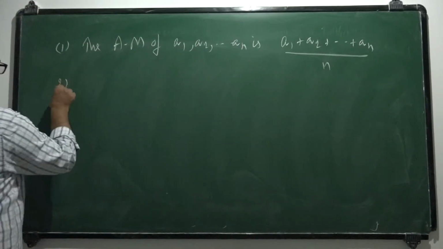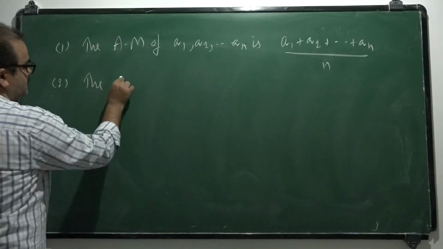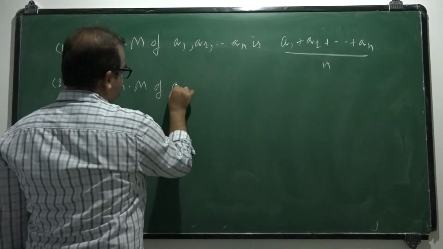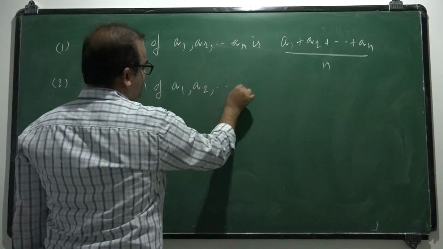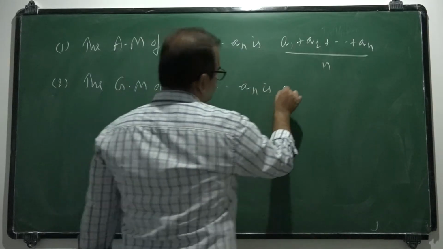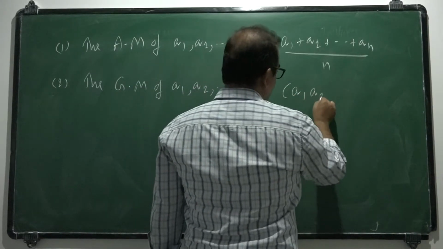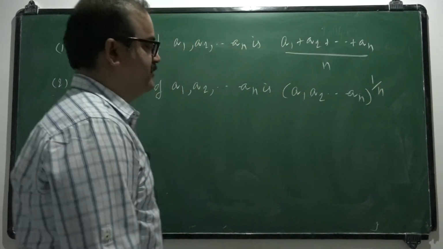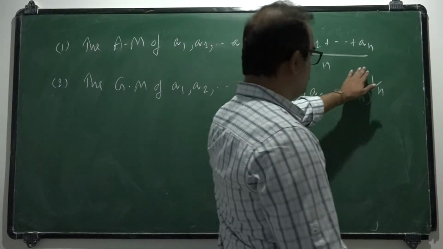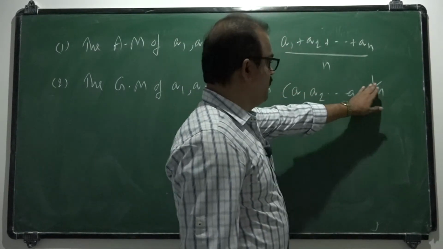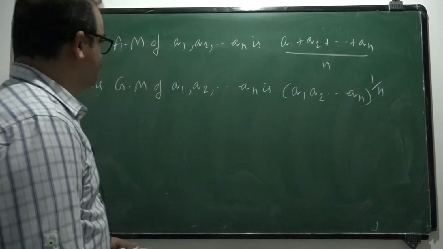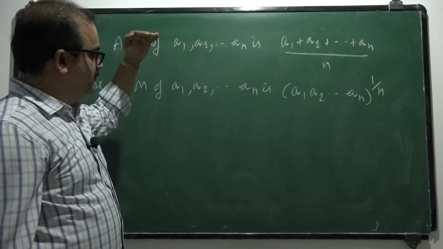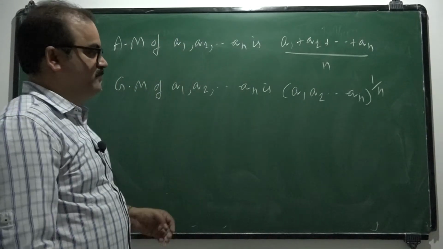Similarly, the geometric mean GM of n numbers a1, a2 and so on an is a1 into a2 into so on an whole to the power of 1 by n. Product of the numbers whole to the power of 1 by number of terms. In this way we can find arithmetic mean of the numbers and geometric mean of the given numbers.